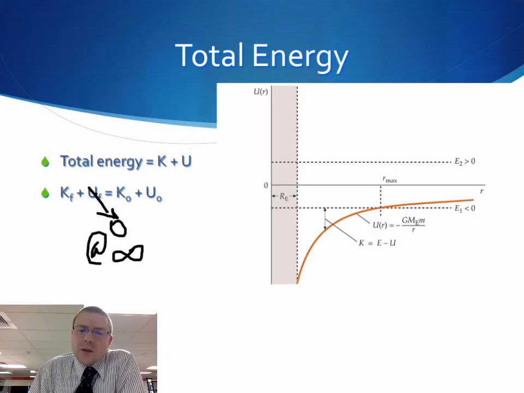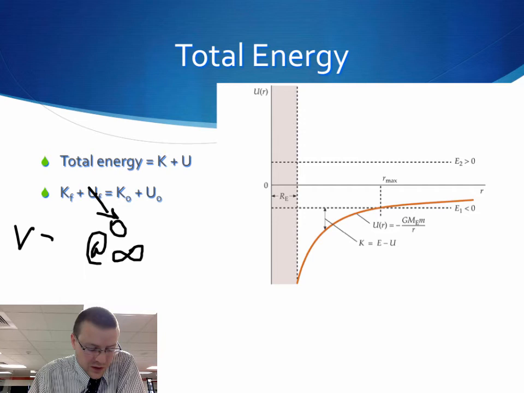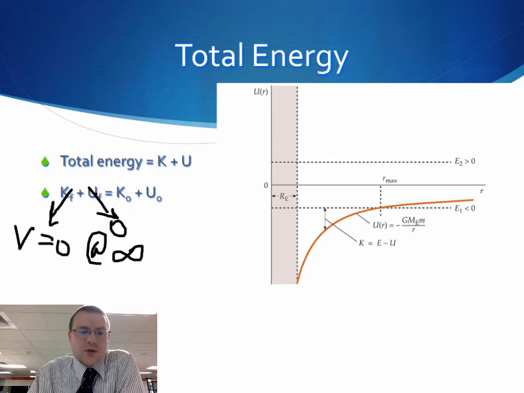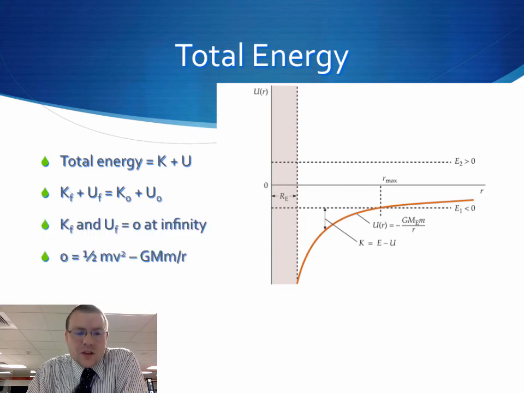Now what would happen to your speed? Well, when you reach your highest point, and you've reached that point of infinity, you've actually stopped moving. So that means your kinetic energy at the end goes to zero because we're no longer moving at that point. So what does that mean now? That means that 0 equals 1/2 mv squared minus GMm over r.